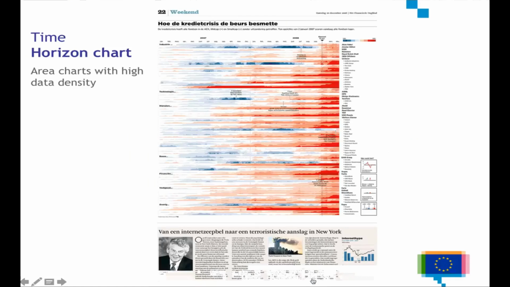I'm not sure how many stocks are represented on this page. I think there are almost 60. If you would make a line chart with 60 lines, that would be very hard to read. So the horizon chart allows you to pack a lot of data into the same space while still being readable. And if you look at these little explanations over here, those are the frames of the animation that we just showed. They explain to the reader how they should read this horizon chart.